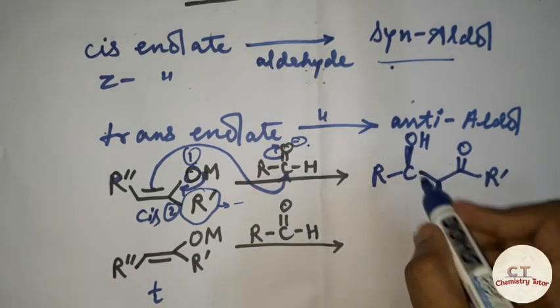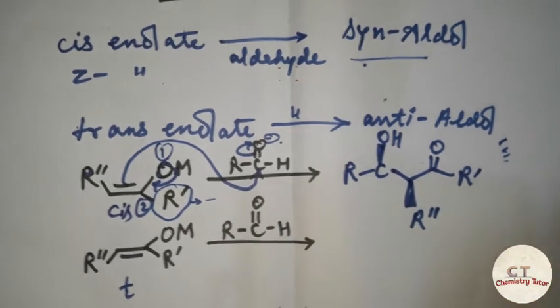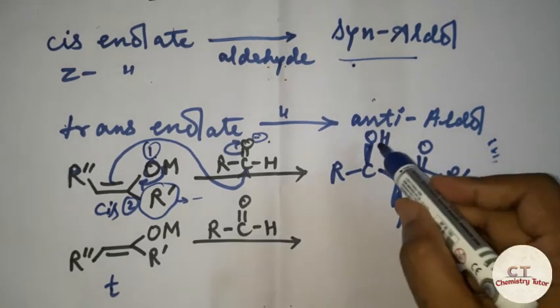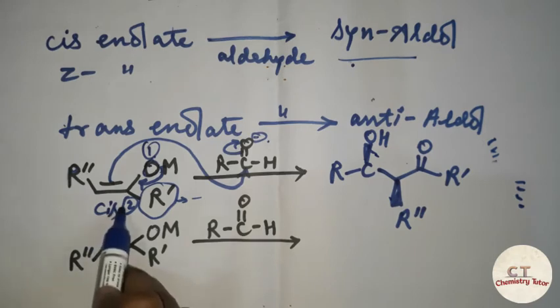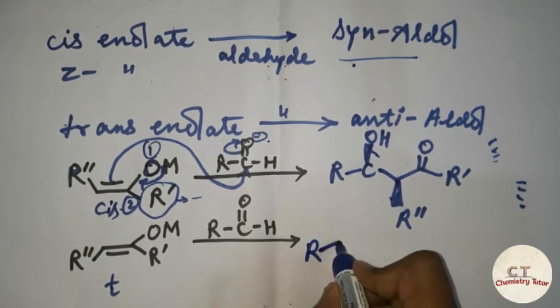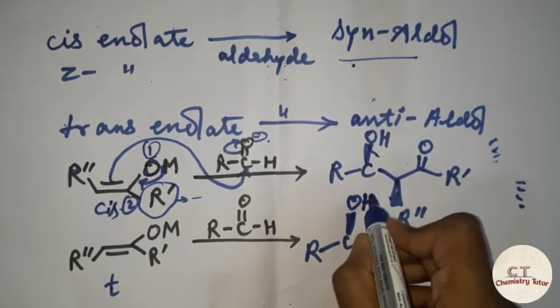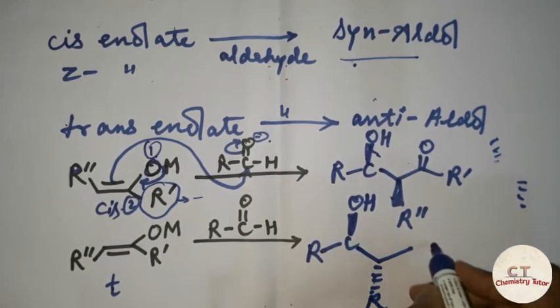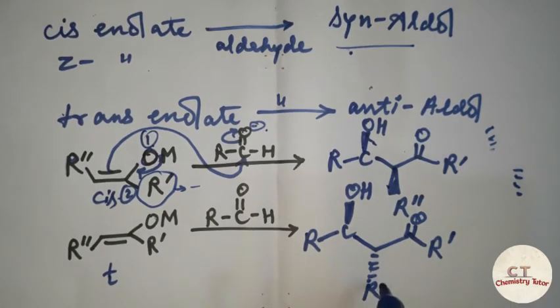You can write it above the plane, or in both you can write below the plane, no problem, but both should be on the same side, because syn-aldol is formed here. And in case of anti-aldol, you have to write the opposite form here. Suppose you take this one, cis, above the plane, then this one you have to take below the plane, okay. So this is anti-aldol.